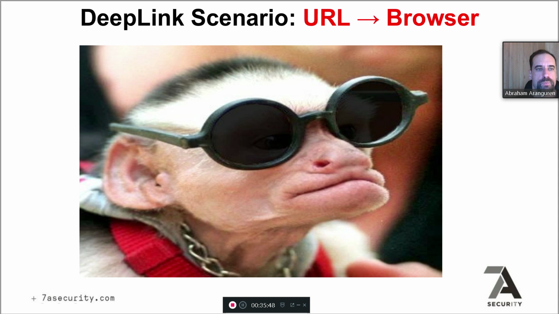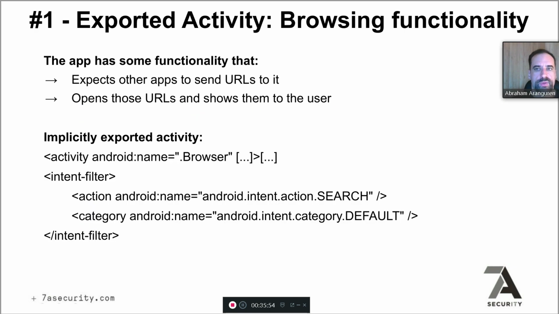So a browser is supposed to open any URL that you pass to it. So what could go wrong with that? In this case, we had an application that had browsing functionality. It actually expects other apps to send URLs to it, and it opens those URLs and shows them to the user. So this was an implicitly exported activity with an intent filter here.